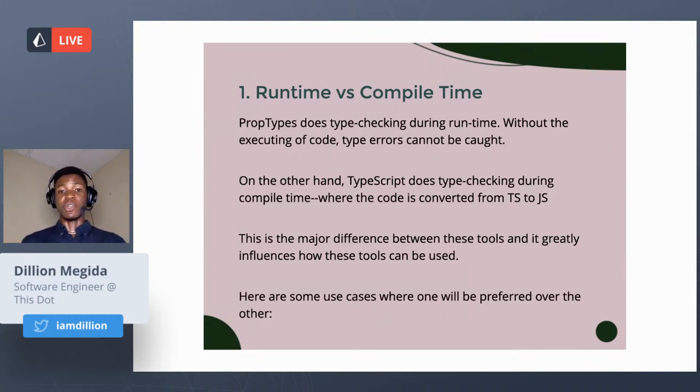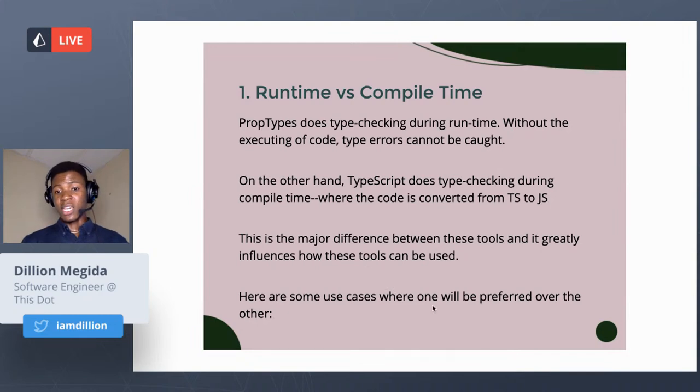That is when TypeScript does its own type checking. So it uses your static value, your hard-coded value, and then it converts everything to JavaScript. During that conversion, if it notices a type violation, then it throws an error or a warning. Now, this is the major difference between these tools, and it greatly influences how they can be used.